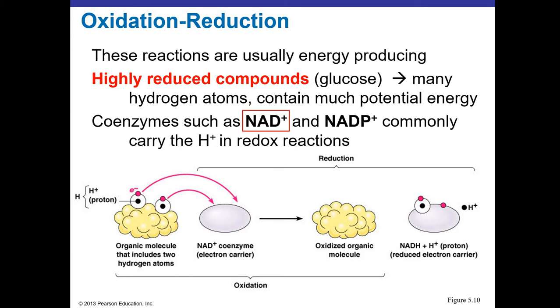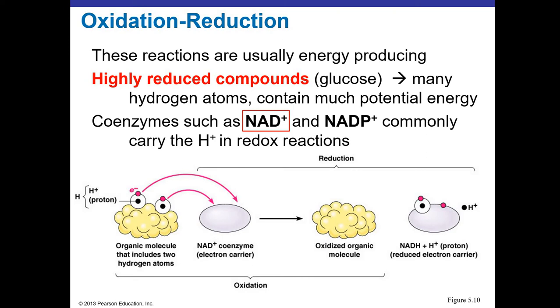And so therefore, we see that they have many hydrogen atoms, and they then contain much potential energy. As we saw in the previous slide, those reactions have to be coupled. So if we have organic molecules that are going to have lots of hydrogens on them, they are obviously going to go through oxidation, and the organic molecules are going to become oxidized. So really, metabolism is just taking in these highly reduced compounds and trying to oxidize them over and over again.